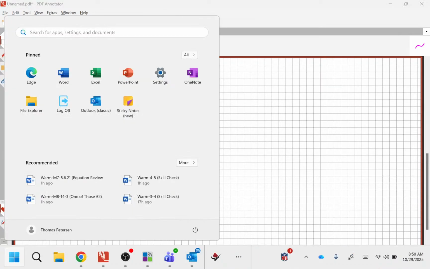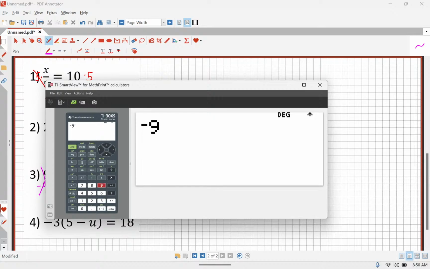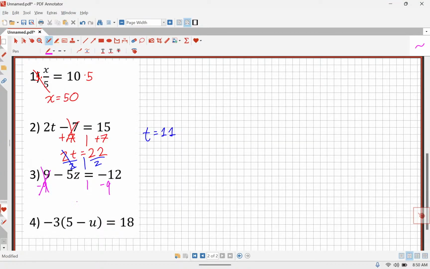I'm going to put this in my calculator, -12 minus 9, because I'm tired and I can already feel myself making a mistake. -12 minus 9 is -21. So -5z equals -21. Rico, what do I need to do to both sides now?